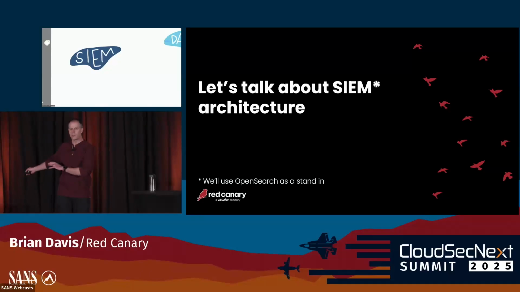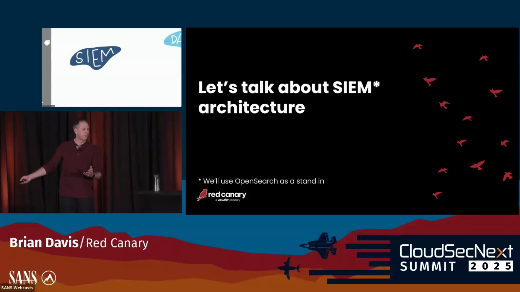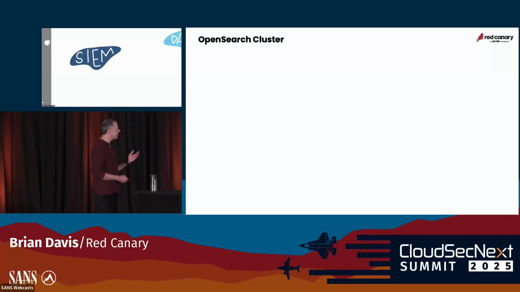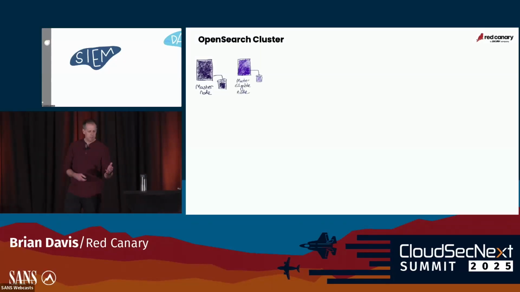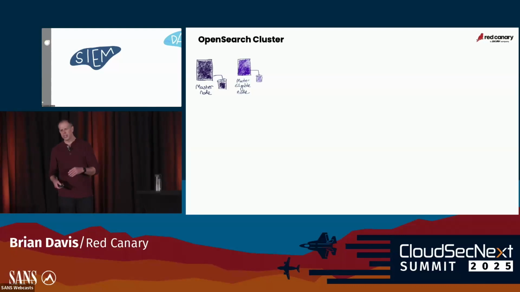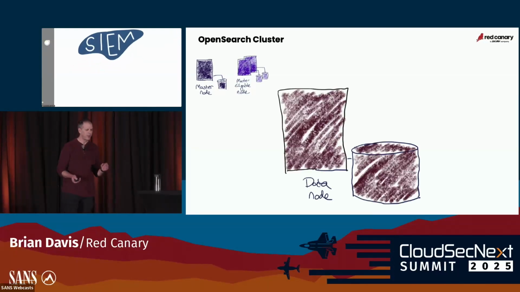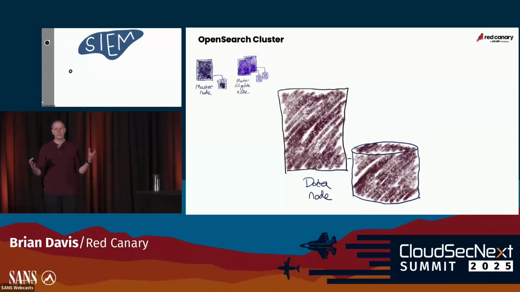So I'm going to use OpenSearch as a proxy, because it's open source and we can talk about it. And it's kind of SIEM-like in a lot of respects. So let's say you have an OpenSearch cluster, and you have some sort of control plane node. And then you have another control plane node, because redundancy is all cool. Then you have these monster-sized data nodes that are sitting out there. These are really big computers, and they have really big disks.